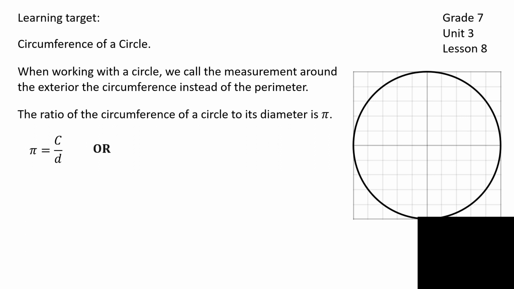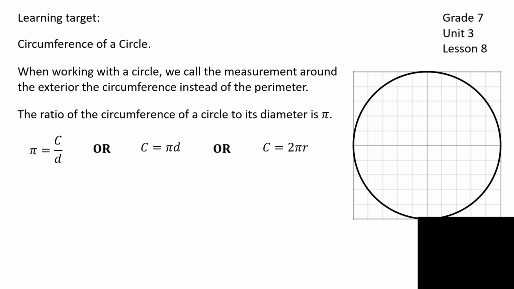Now this also means that the circumference is pi times the diameter. And then, as you learned yesterday, the diameter is 2 times the radius. So if I want to figure out the circumference, if I know the diameter, I just multiply by pi. If I know the radius, I have to multiply by 2, and I have to multiply by pi.